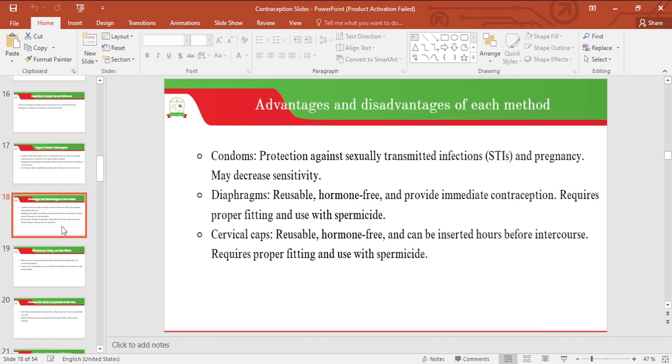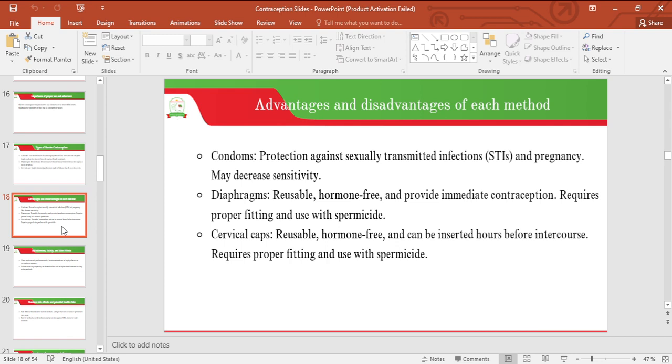Let's look at the advantages and disadvantages of each method. The condoms. Condoms protect against sexually transmitted infections and pregnancy. However, they may decrease sensitivity. If the couple are in their sexual act, the sensitivity will be there, but it will be reduced.